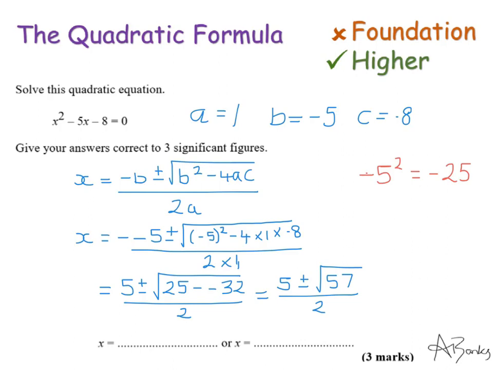So the two answers I get, and this time it wants 3 significant figures, are 6.27 and minus 1.27.